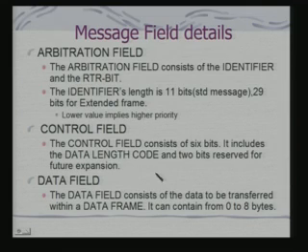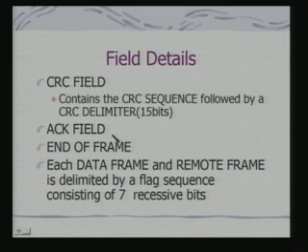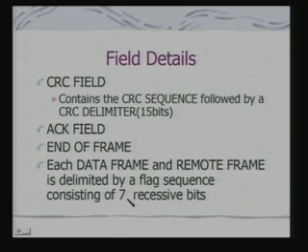The control field consists of 6 bits, and includes the data length code and 2 bits reserved for expansion. The data length code tells you how many data bytes are part of this message, and the data field contains the data bytes, a maximum of 8 such bytes. Then the CRC field, acknowledge field, and end of frame. Each data frame and remote frame, which is a request for a data frame, is delimited by a flag sequence consisting of 7 recessive bits. Which one is the recessive bit in this case? High would be the recessive bit because 0 is active. So, 7 recessive bits are put in to separate the individual frames.